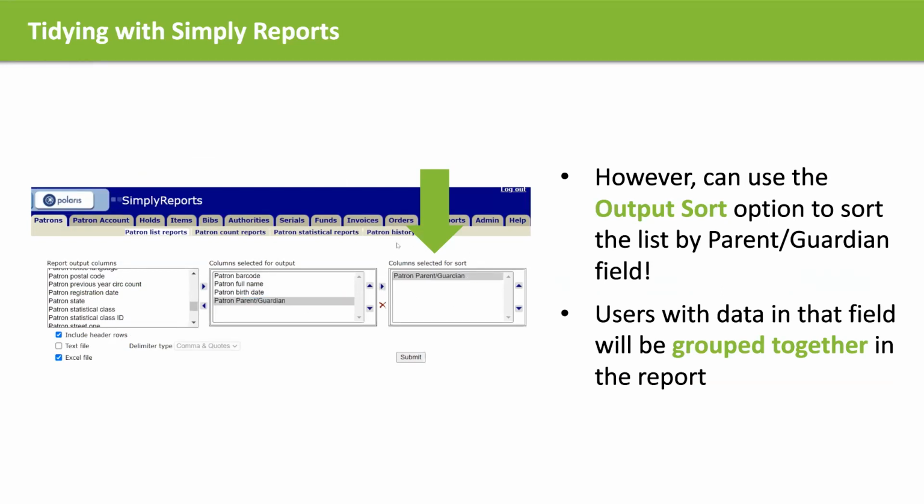So our report is going to give us a list of all patrons under the age of 18 from our library with parent guardian info needed block. And by sorting, we can easily focus on users with data in that field, and we can ignore the rest of the patrons who legitimately have that block in place.